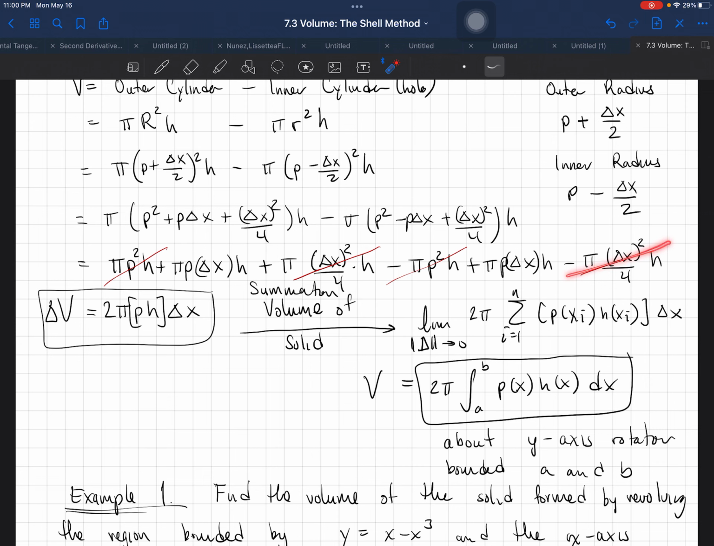Then you can see a few things are going to cancel. You're left with this right here and this right there, which is what we call the difference of volume.